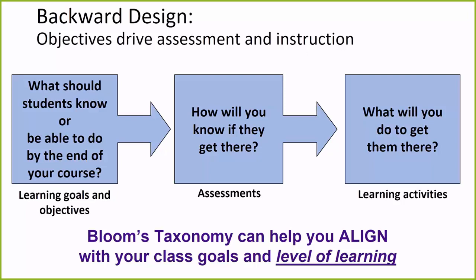Okay, so what we really stress, and what is the hallmark of education literature, is doing this backwards design, where your objectives drive your assessments and your instruction. So you start by saying, what should students know or be able to do by the end of your course? And you use that to build your learning goals and objectives. How you get there is these assessments. So these assessments are how you're conveying the material to them and how you are assessing whether or not they understand it. And then what will you do to get them there is the actual activities.